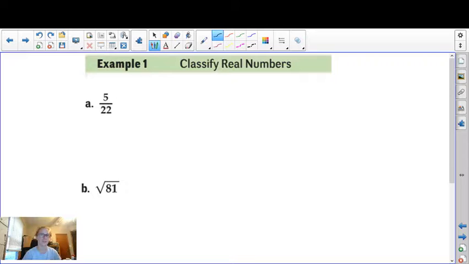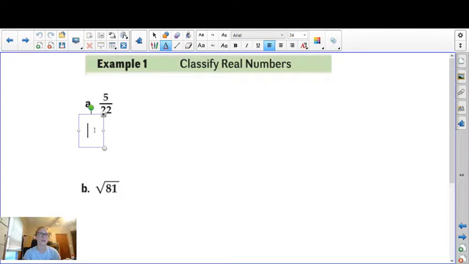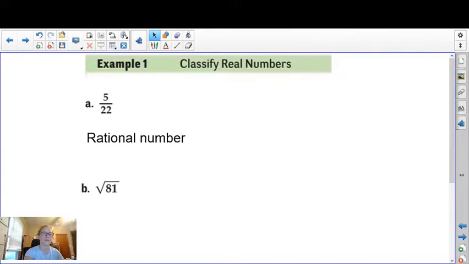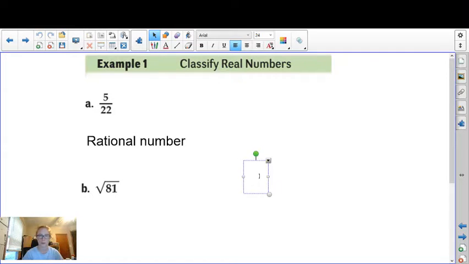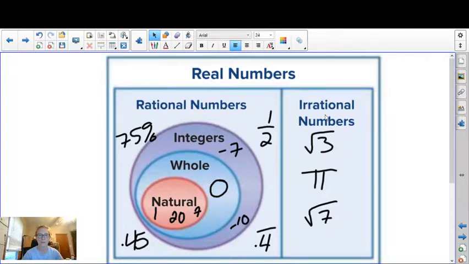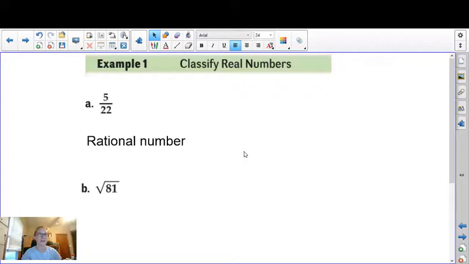All right, we're going to go ahead and classify the following numbers based on what was above. So we have the fraction 5 over 22, and since that itself is a fraction, it is at least a rational number. Again, I'm going to type because my handwriting is horrific. But if I go back and look at that picture, I know that I can't simplify 5 over 22. I can't make that into an integer. It's not going to be something that I see on the number line. So that's as far as I can go, as this is a rational number.